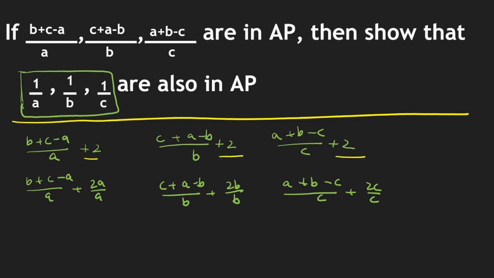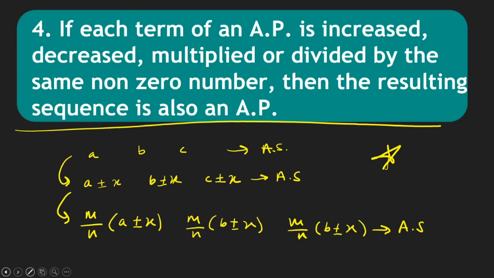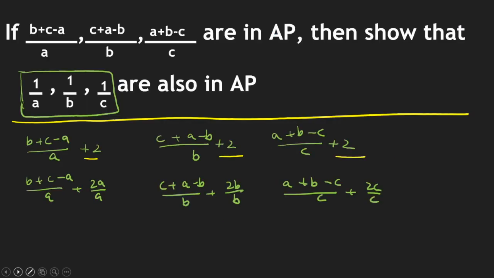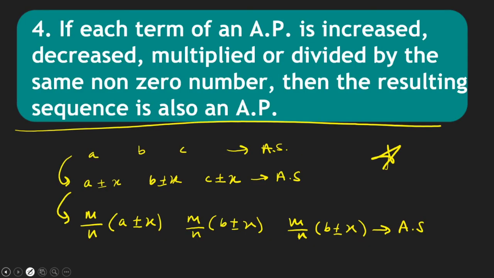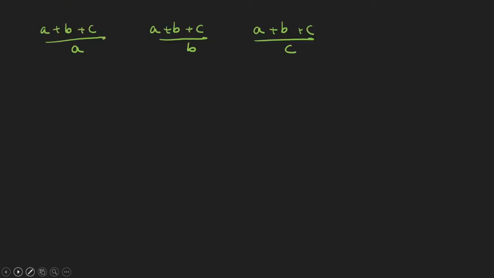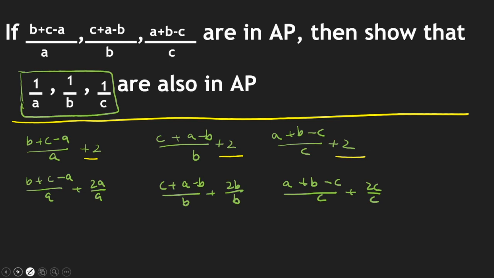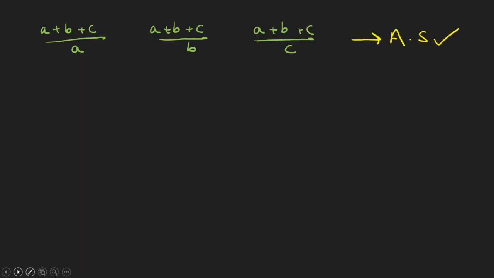right? And according to the property, that's okay, because the whole sequence is still in an arithmetic progression, right? It's still an arithmetic sequence. So it's all good, we're still doing it fine. Now, if you notice, we want 1 upon a, 1 upon b, 1 upon c. So how simple is that? We just need to divide.